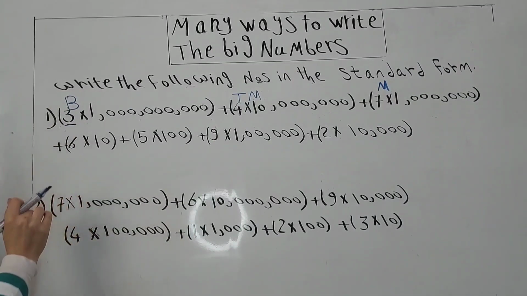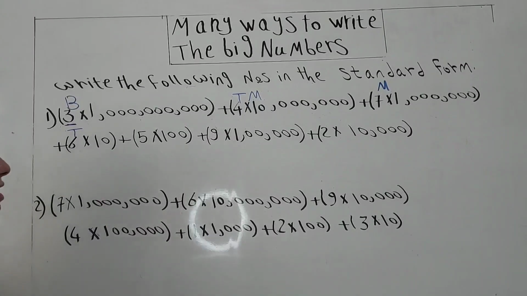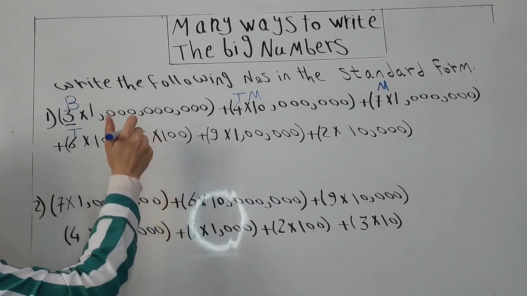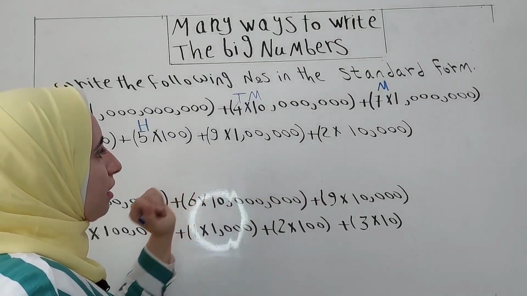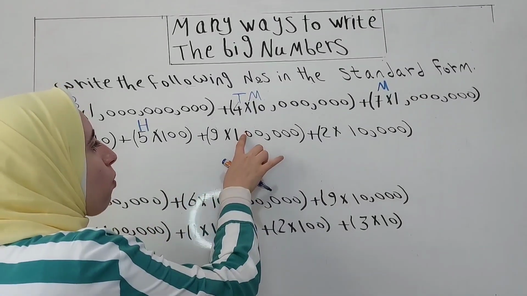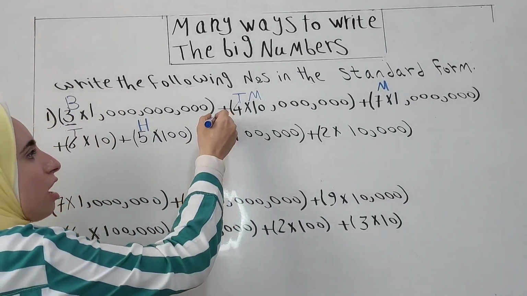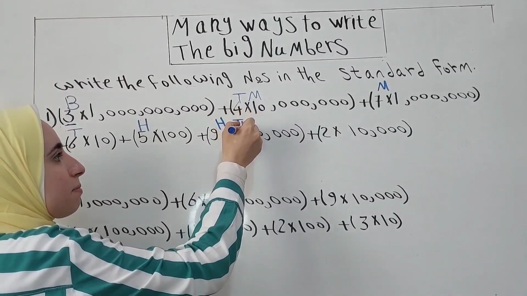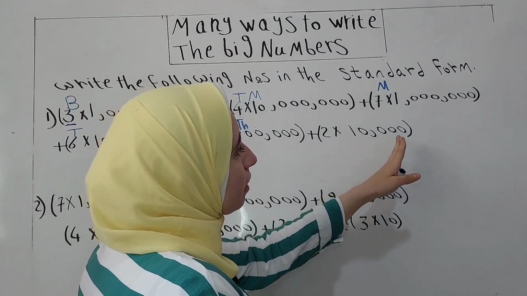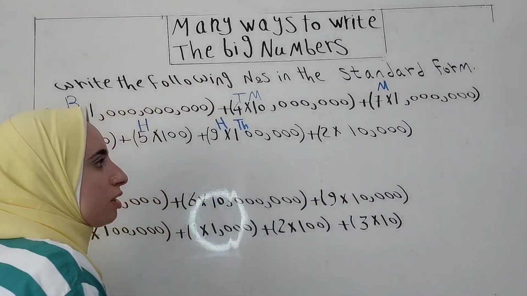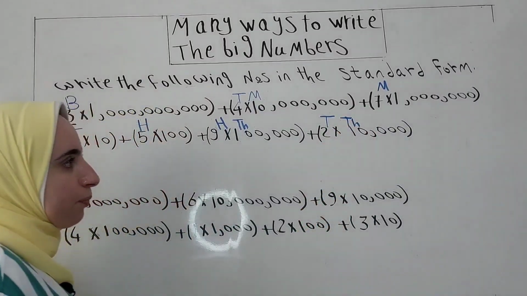And the digit 6 multiplied by 10 is in the tens place. And the digit 5 multiplied by 100 is in the 100 place. And the digit 9 multiplied by 100,000 is in the 100,000 place. And the digit 2 multiplied by 10,000 is in the 10,000 place.